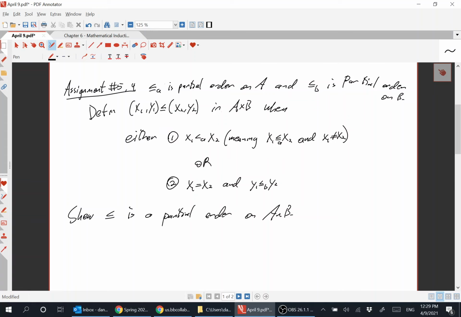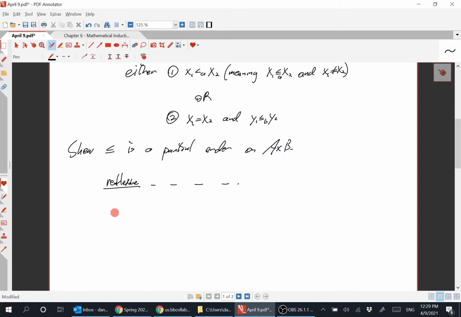All right, so show that this is a partial order on A cross B. So you've got to show it's reflexive. That one's easy. Symmetric. So let me start the reflexive one. Anti-symmetric. Or anti-symmetric, right? Let me start this one. So let x1, y1 be an element of A cross B.